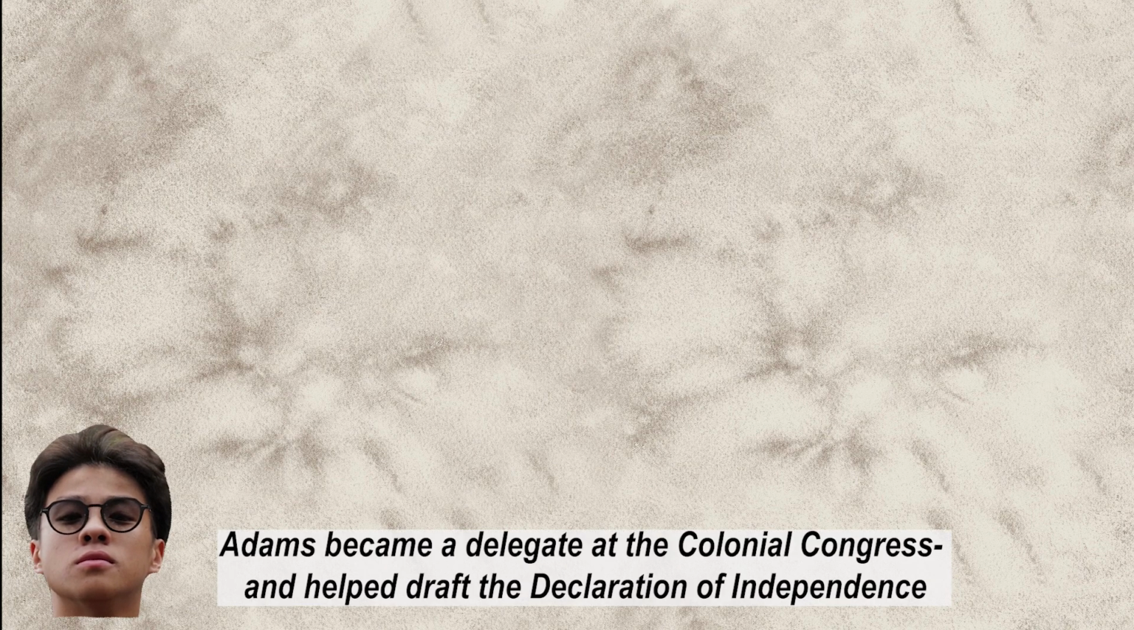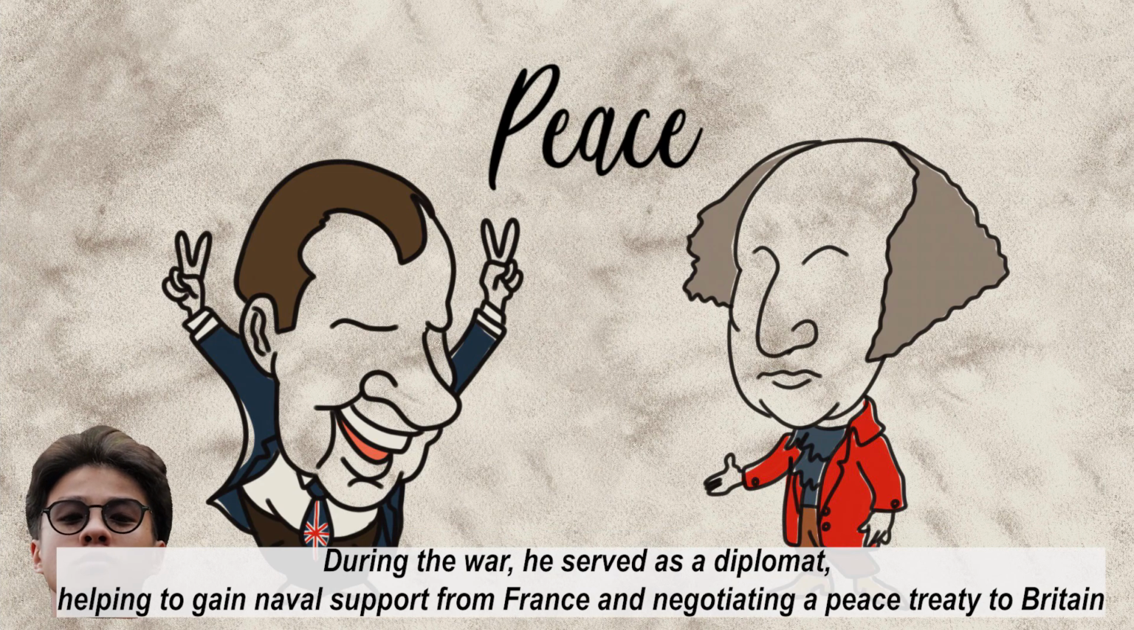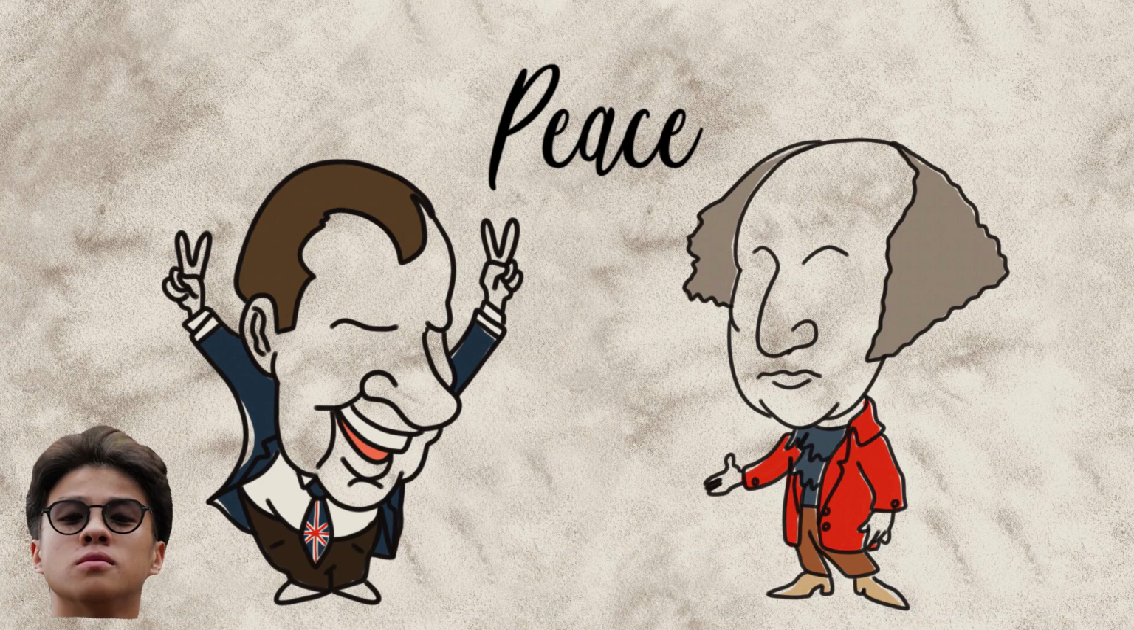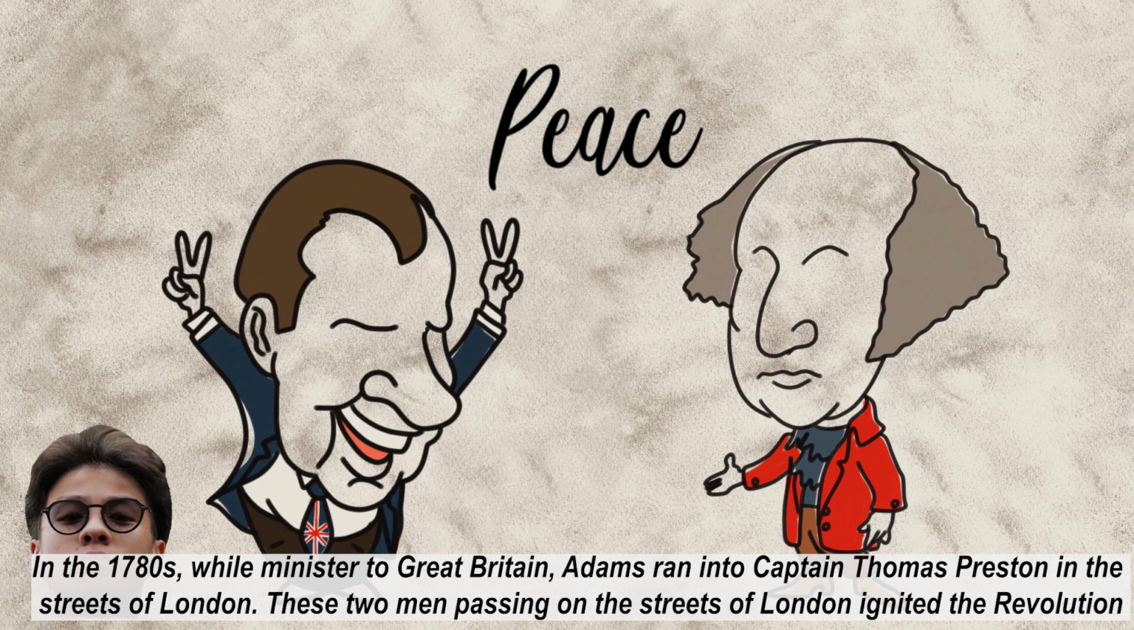Adams became a delegate in the Colonial Congress and helped draft the Declaration of Independence. During the war, he served as a diplomat, helping to gain naval support from France and negotiating a peace treaty with Britain. In the 1780s, while minister to Great Britain, Adams ran into Captain Thomas Preston in the streets of London. These 2 men, passing on the streets of London, ignited the revolution.